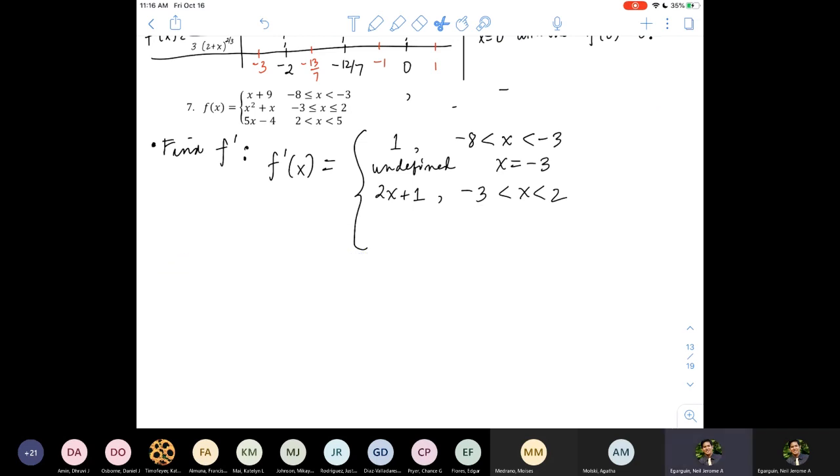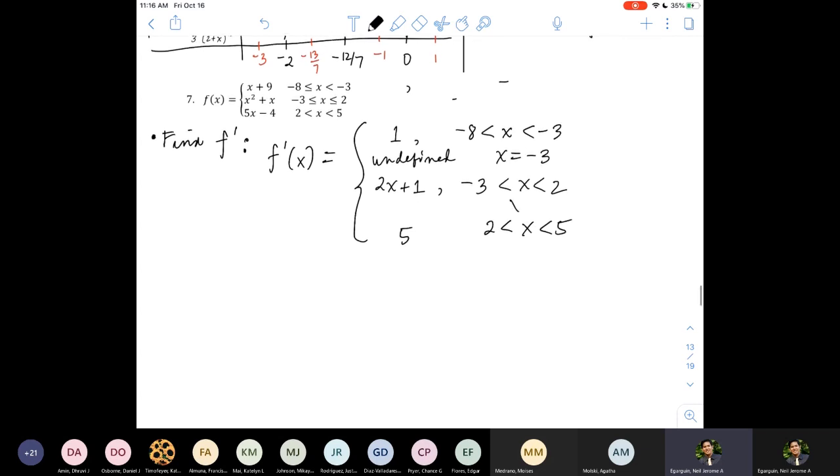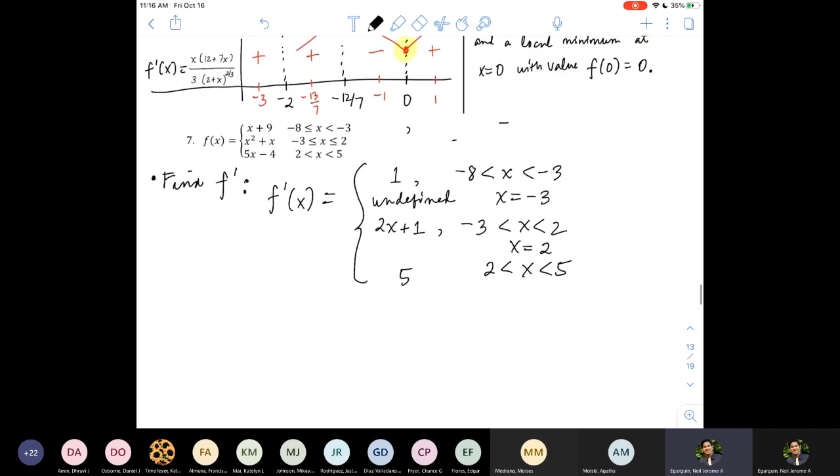Okay, now between 2 and 5, the derivative would be just 5, right? That's the derivative of 5x minus 4. But again, we need to be careful at the boundary point x equals 2, and see whether the derivative exists there or not.